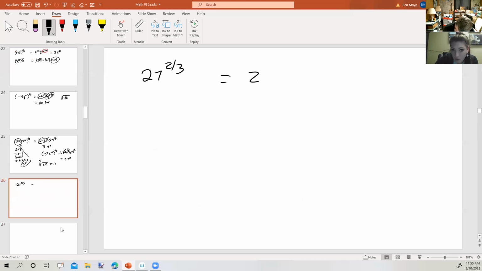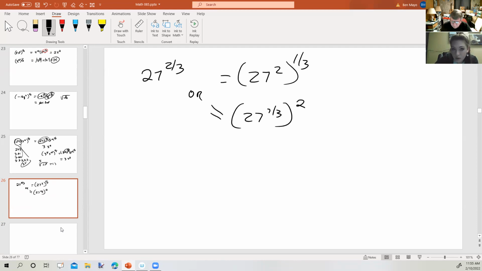I could think of that as 27 squared to the 1/3 power, or 27 to the 1/3 power squared. Now, if I was going to do that on my calculator, 27 caret 2 divided by 3 equals, it wouldn't really matter. I do it all at once.